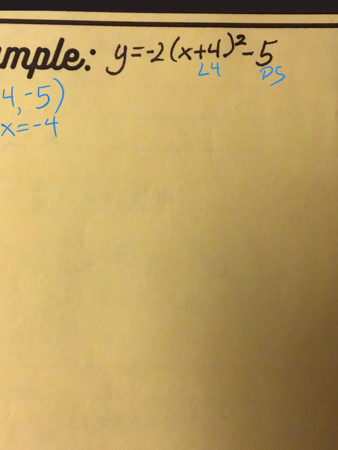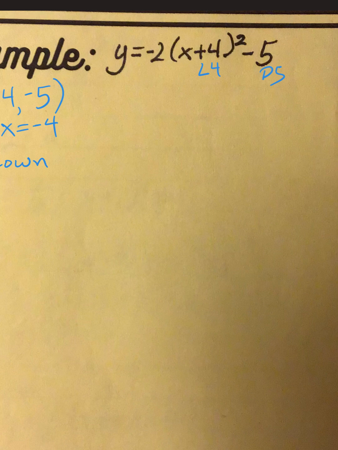The direction that it opens, this is an indicator that we have a reflection across the x-axis. So that means that it is not pointing up like the parent function, it's pointing down. So down is my direction.